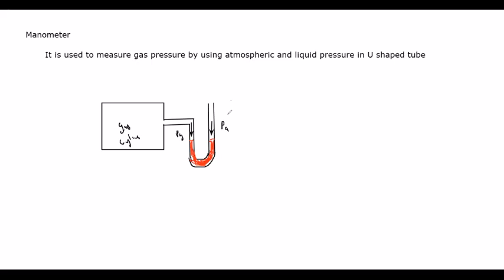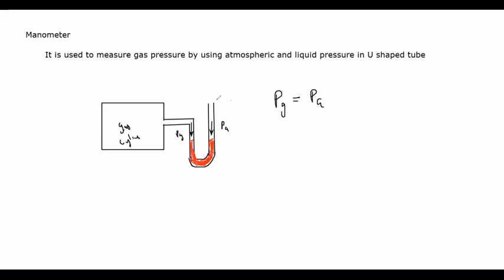In both limbs, the level of the liquid is the same. So what can you conclude? Because the level of the liquid in both limbs is the same, it shows that the pressure due to the gas is the same as the pressure due to the atmosphere. Why do we conclude this? Because the gas molecules are exerting pressure downward from the left-hand side, and this side is open, so the atmosphere is exerting pressure from the right-hand side.